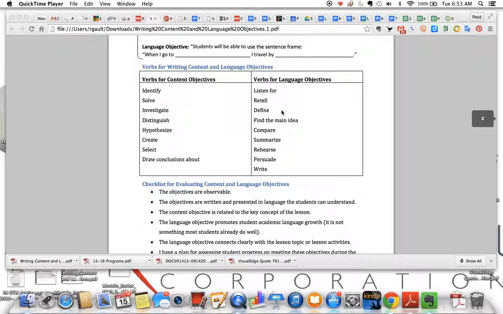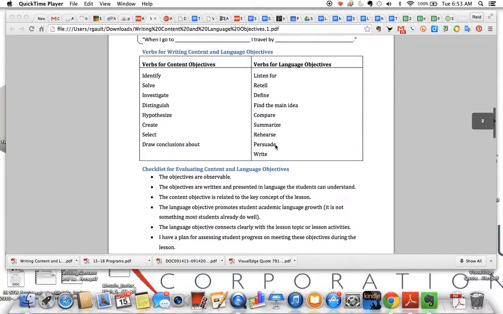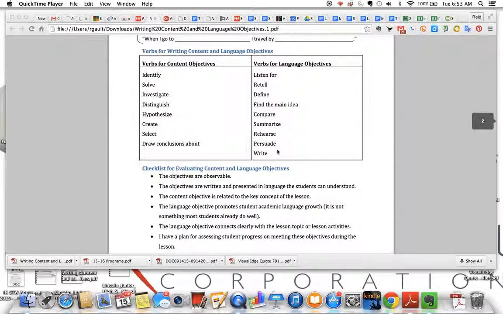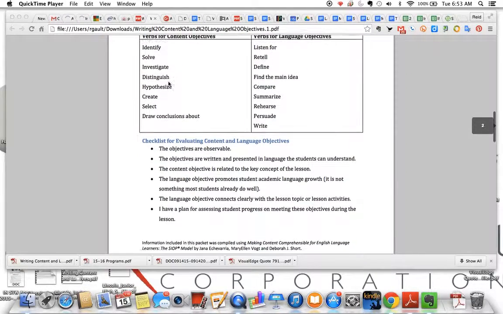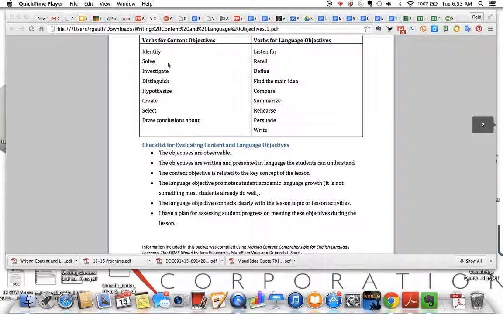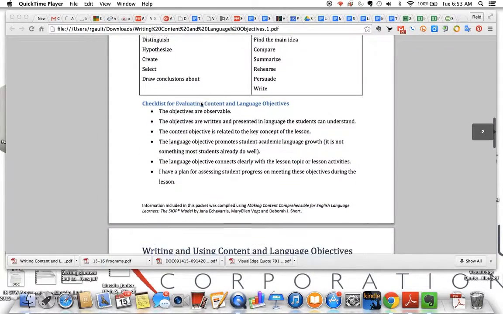We look down here for some verbs for writing content and language objectives. For the language, it's listen for, retell, define, find the main idea, compare, summarize, rehearse, persuade, write, all to deal with reading, writing, discussing, or listening. The content is the what we are learning, and there are verbs there to identify what they are learning, to solve what they are learning, to investigate what they are learning, and so forth.